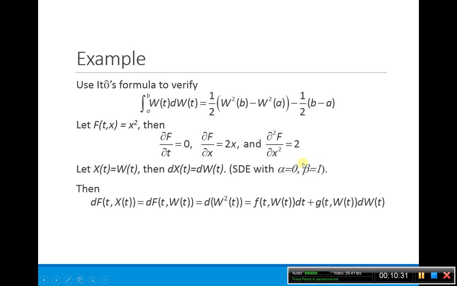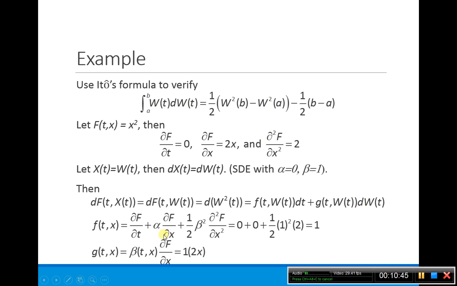So then using our formulas, what we have is the differential of f, in other words the differential of W squared, because our f is x squared, is just little f dt plus little g dW. Here our f is our partial of f with respect to t, which is just 0. Our alpha is 0. Then 1/2 our beta squared, where our beta is 1, and the second partial of f with respect to x, which is just 2, so this just gives us f is 1. And our g of t, x is just our beta, which is 1, times the partial of f with respect to x, which is 2x here.